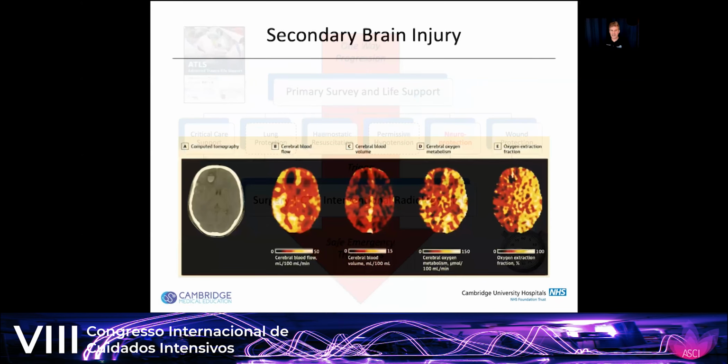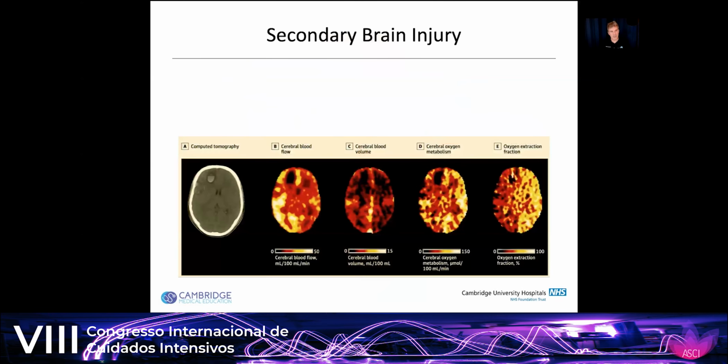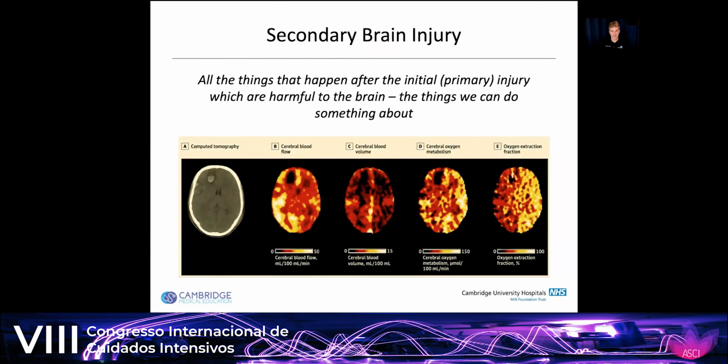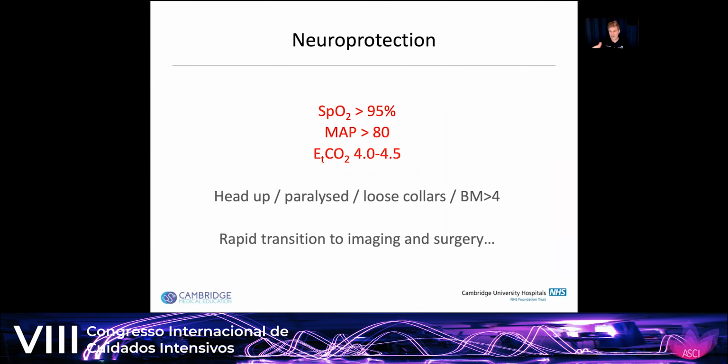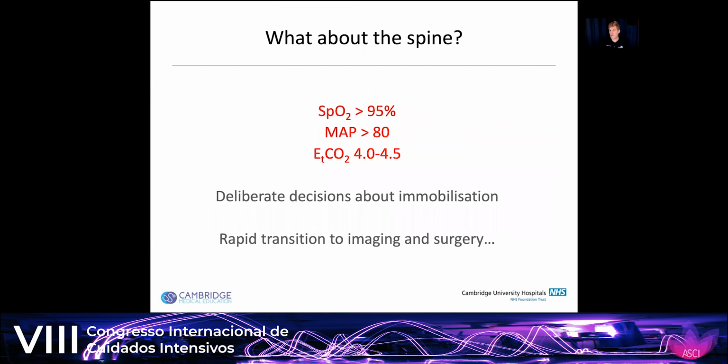When we talk about neuroprotection, we're not talking about primary brain injury. We're talking about all of the things that happen after the initial primary injury, which we know are harmful to the brain, the things we can do something about related to what I sometimes refer to as the 4 H's: hypoxia, hypotension, hyper or hypocapnia, and hypothermia. We know that if we can manage these 4 H's, we can reduce the harm or the risk of secondary brain injury. And again, there are a number of target values that have been published related to the sorts of things we could be thinking about doing to protect the brain and indeed protect the spine from further injury.